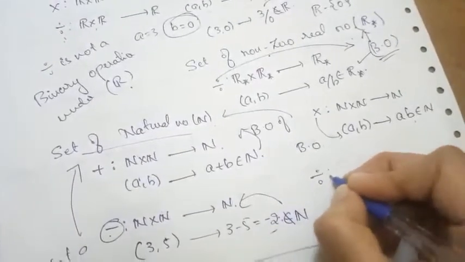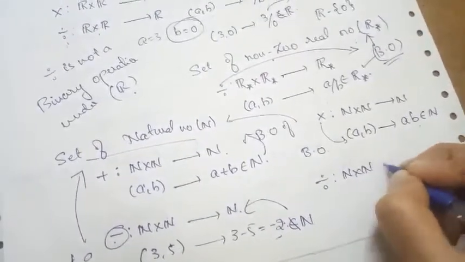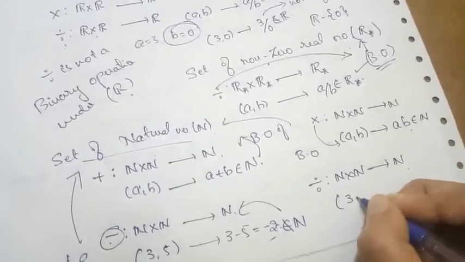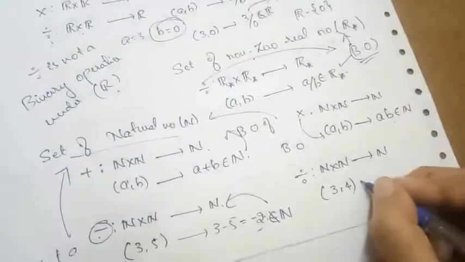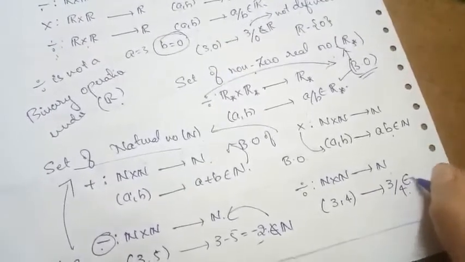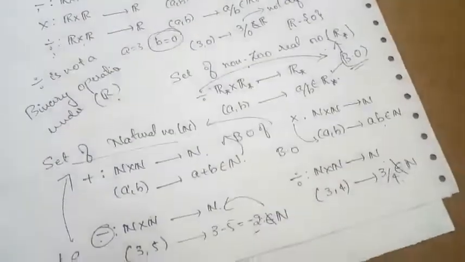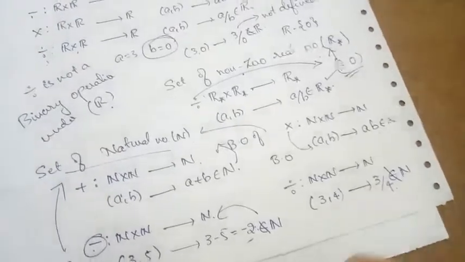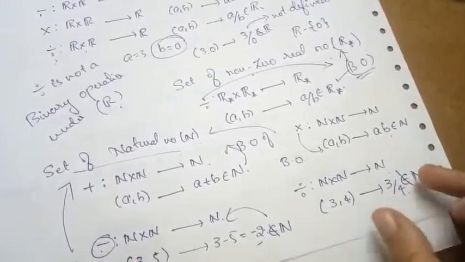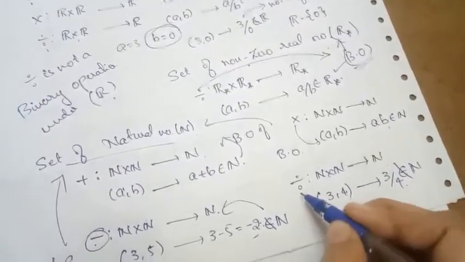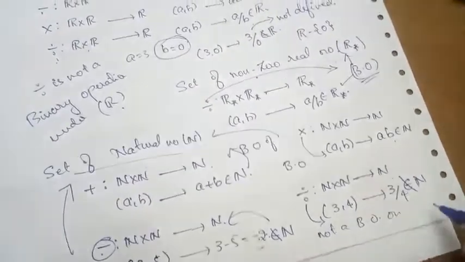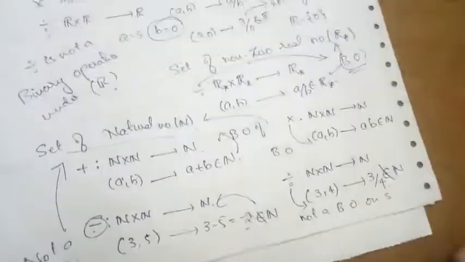Similarly, if I take division, which is defined upon the set of natural numbers, how will it be? Suppose I take an example (3, 4). What will be our image? That is 3 by 4. So does 3 by 4 belong to the natural numbers? No, 3 by 4 does not belong to the natural numbers. So there are certain elements in this Cartesian product whose image does not belong to the set of natural numbers. So division is also not a binary operation on the set of natural numbers.